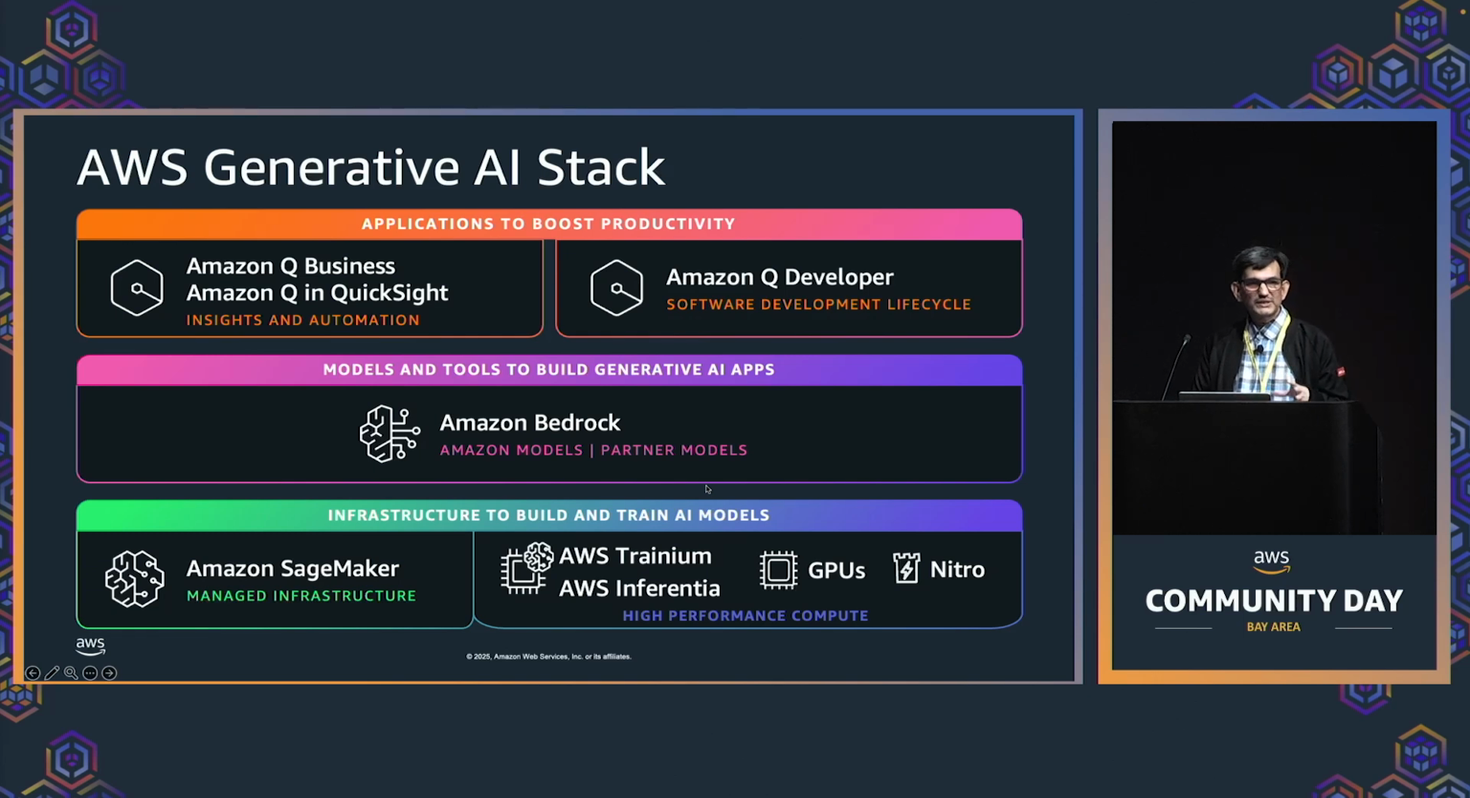AWS thinks about security at every layer of the generative AI stack. So let's look at the stack here. At the bottom of the stack, we have a range of specialized hardware, like Nitro systems, GPUs, Trainium, and Inferentia, to support generative AI workloads efficiently. Each of these serves a unique purpose in optimizing performance, cost, and scalability for AI training and inference.